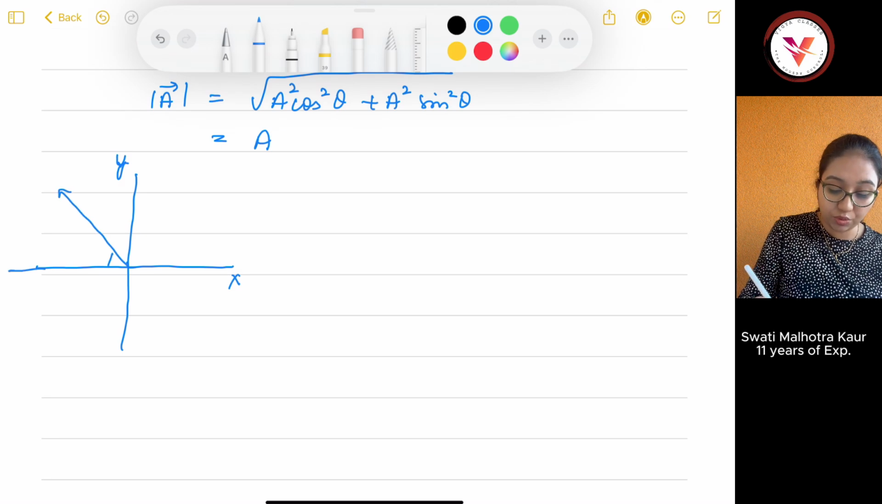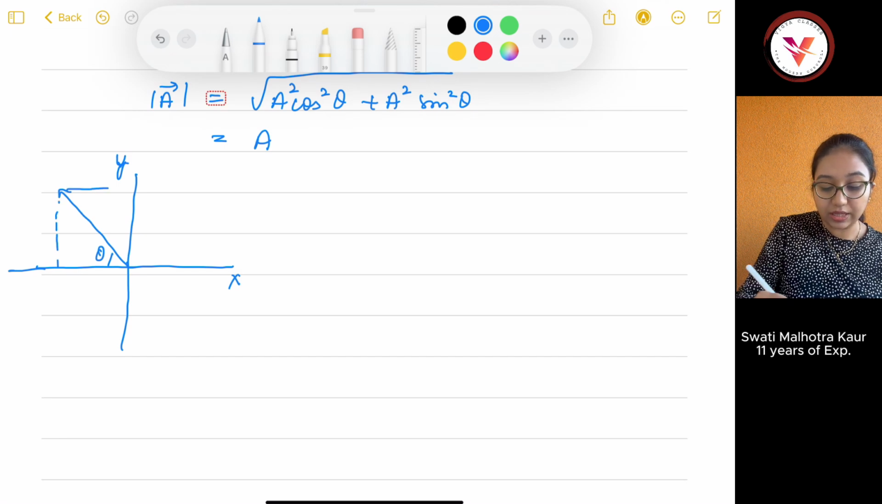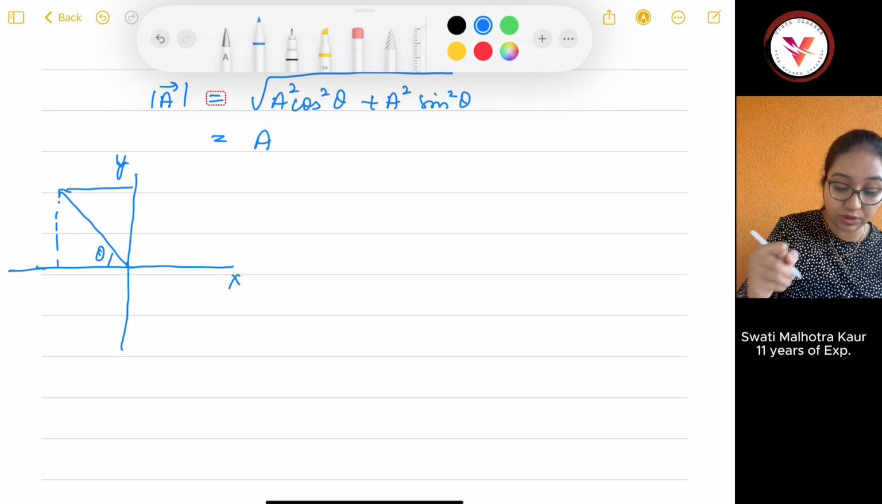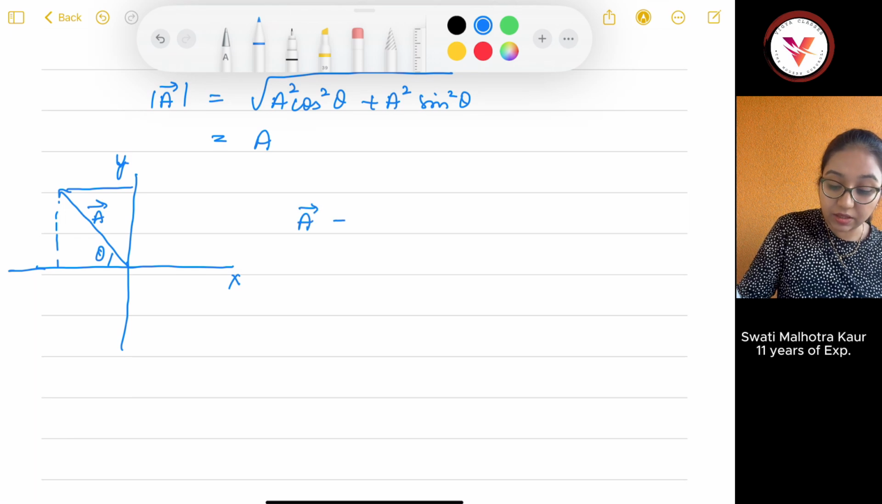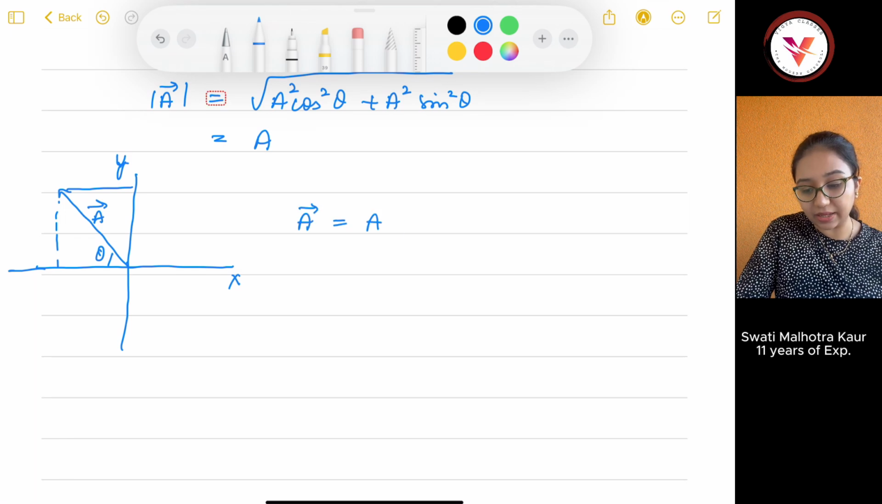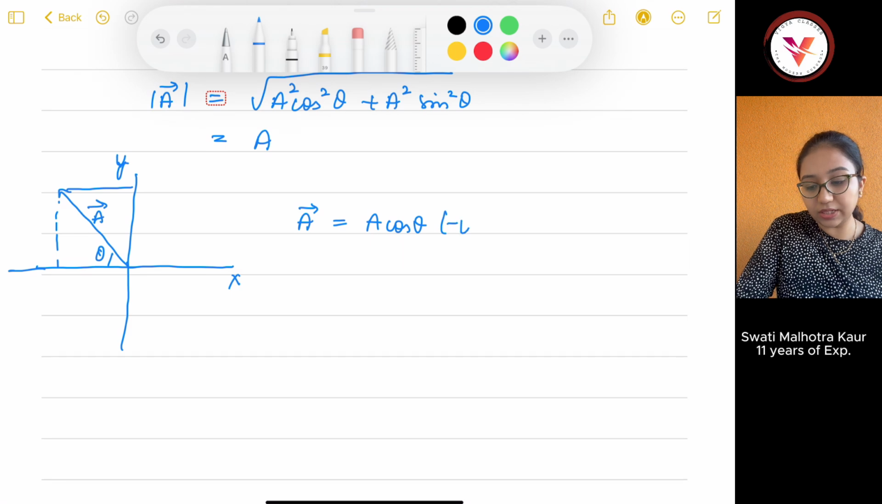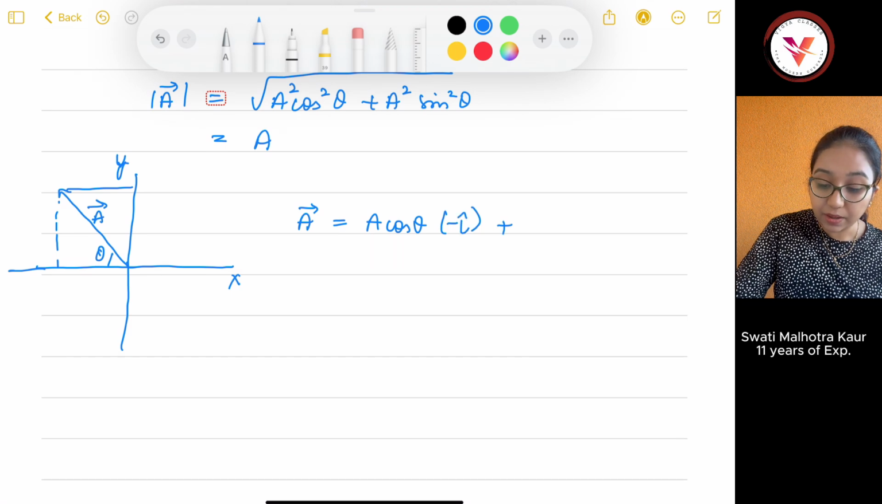Now, if it makes an angle of theta from the x-axis and you want to resolve that, you can see that it is along the minus x-axis but the positive y-axis. Then this A vector is A cos theta minus i cap plus A sin theta j cap.